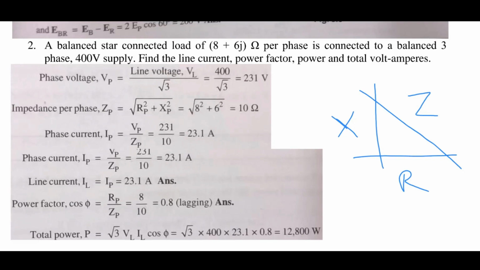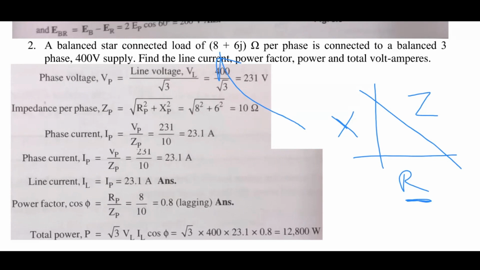Now line current and phase current are the same, we know already. Power factor is R upon Z, so 8 by 10, because this is our impedance, R plus jX. R is our real component, X is our imaginary component. So this is 0.8 lagging.